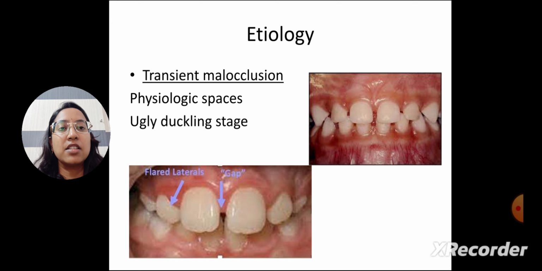This is again a transient malocclusion, and once the permanent canines erupt into the occlusal plane, these spaces usually close by themselves. That is why we are calling it a transient malocclusion. That means this stage does not require any orthodontic correction. It will resolve on its own once the permanent canines erupt into the arch. Even after the eruption of canines, if the midline diastema is still evident, then we will do orthodontic closure.